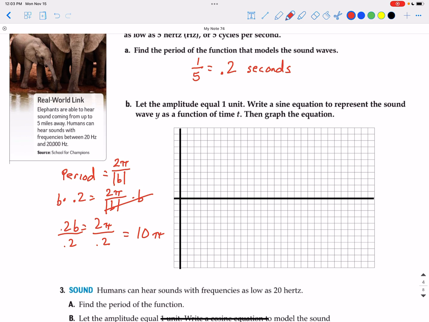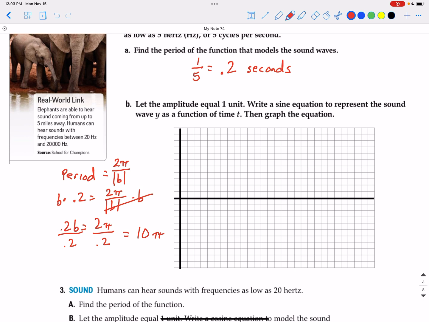Part of the reason for doing this in terms of pi is that you'll wind up with numbers that are much smaller. If you try to do this in degrees, remember pi equals 180 degrees, so you would have 1800 in your equation, and 10 pi is a lot easier to work with, being a smaller number than 1800 in terms of degrees. So we know what the b value is now, and we are going to write our equation.